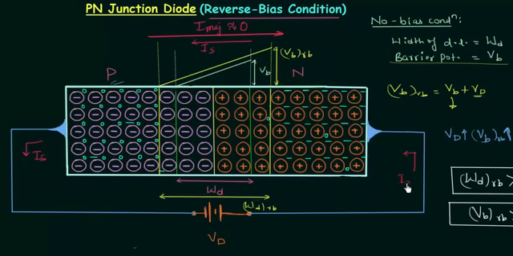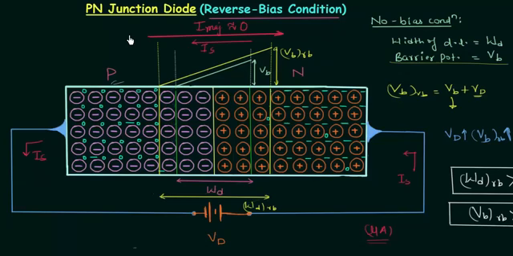So there is only one current, IS, in reverse bias condition, and this current is very small, in order of micro amperes. This is very small because it only depends on the minority charge carriers, and the minority charge carriers are very less in number, so the current is also very small, and it only depends on temperature.